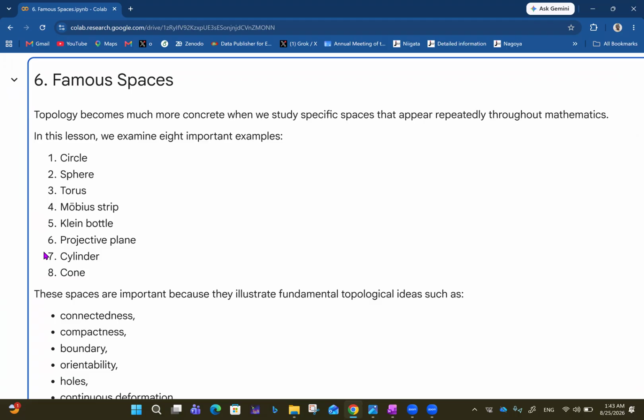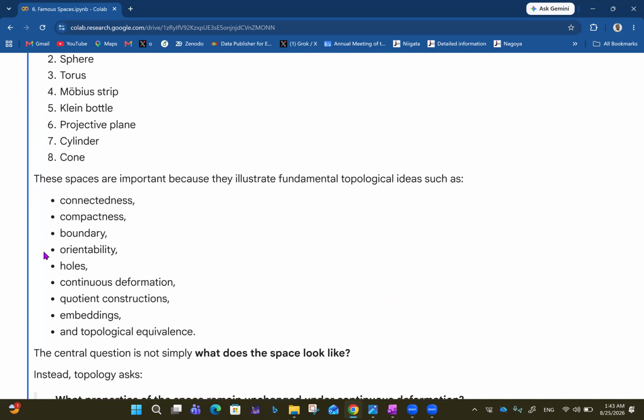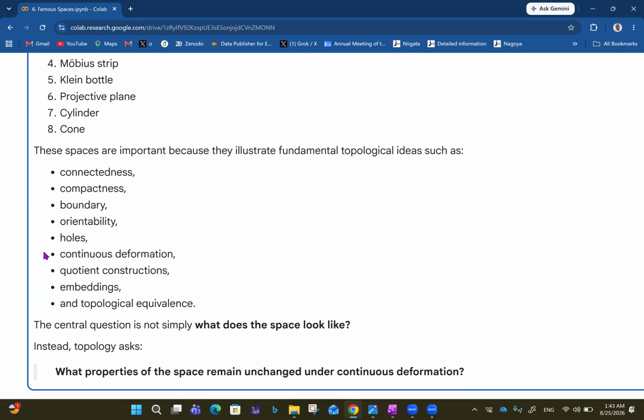These spaces are important because they illustrate fundamental topological ideas such as connectedness, compactness, boundary, orientability, holes, continuous deformation. We came across some of these concepts in the last video also. Quotient constructions, embeddings, and topological equivalence. We talked about topological equivalence a lot in the last video, where we came up with the idea of homeomorphism: two spaces are homeomorphic if the function mapping them together is bijective, continuous, and its inverse is also continuous.